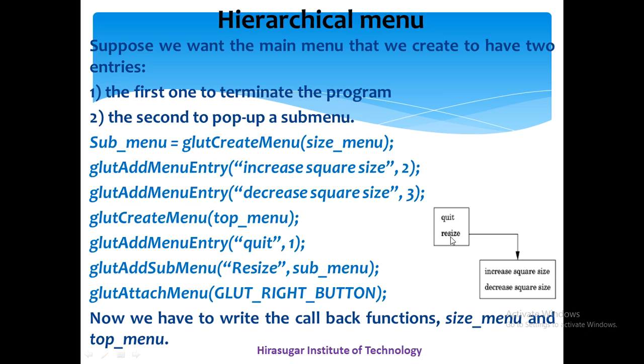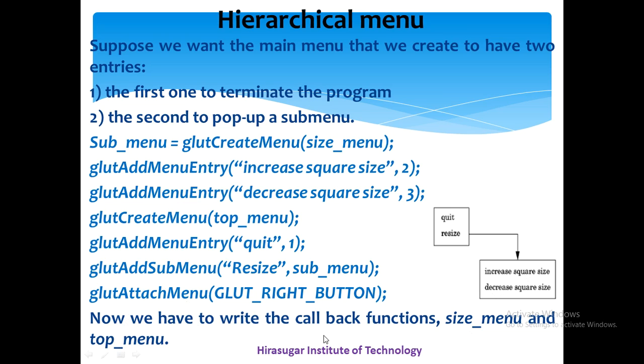If you click resize, automatically it comes here, right side. Then which button you want to attach all this to? That is glut attach menu, glut right button, means all options. If I press the right button of the mouse, then if you press on quit, it will quit. If you go to resize, then it will come here. If you click increase the square, I have already written the code for this, it will increase the square size. If I press this one, it will decrease the square size. Already I have written the code, I will not write the code again.